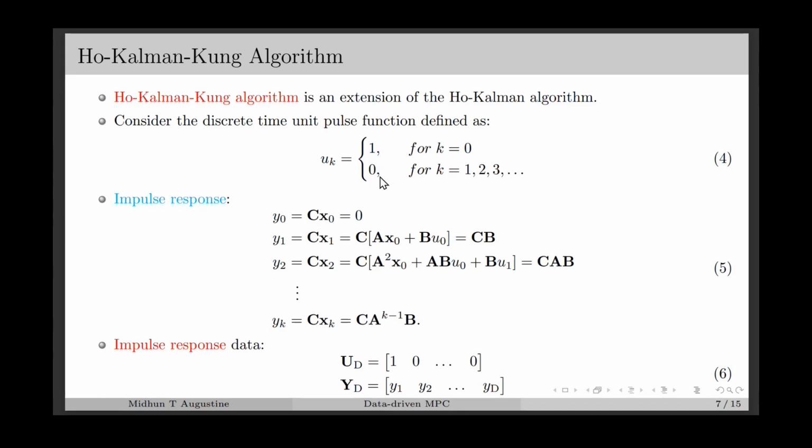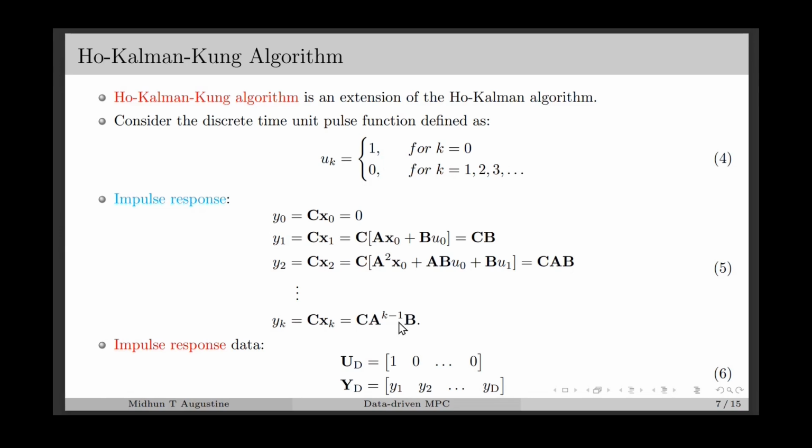Now, if we apply this pulse input to a linear system with a zero initial state, we obtain the impulse response as in equation number 5, where y0 equals C times x0, which will be equal to 0 since the initial state is 0, and y1 will be equal to C times x1, which is equal to CA x0 plus CB u0, and which will be equal to CB since x0 is 0 and u0 equals 1. Similarly, y2 will be equal to CAB since x0 equals 0, u0 equals 1 and u1 equals 0. And in general, we obtain yk equal to C A raised to k minus 1 B.